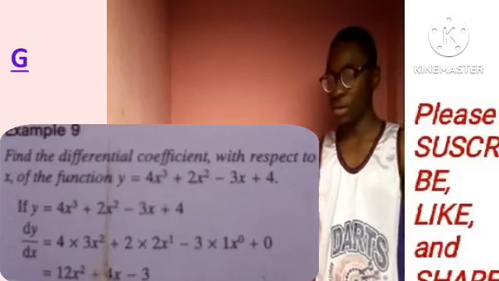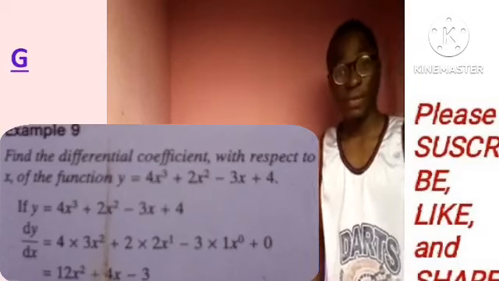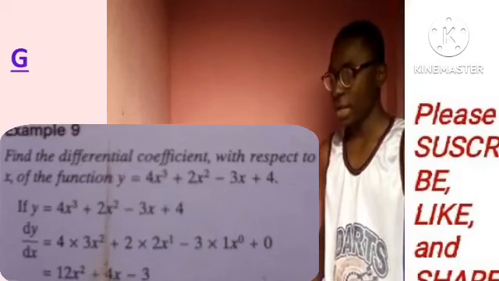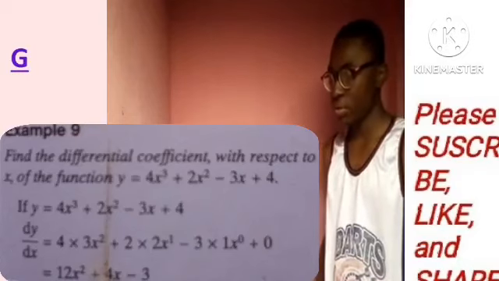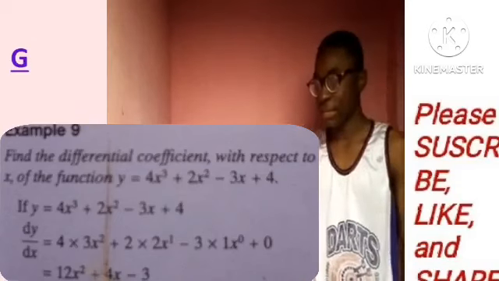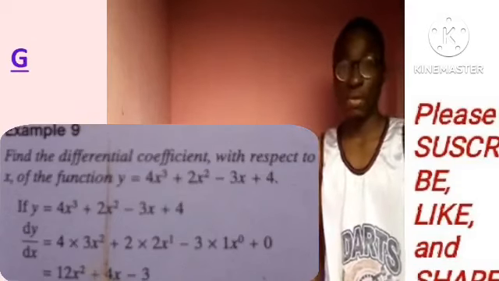So what you do is you are going to differentiate the 4x cubed. Derivative of 4x cubed is equal to 4 times 3x squared, which is 12x squared. Derivative of 2x squared is equal to 2 times 2x raised to 1, which is 4x. Derivative of minus 3x is minus 3 times x raised to 0, which is minus 3.